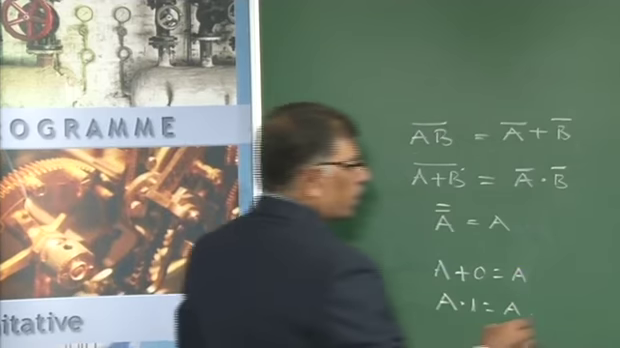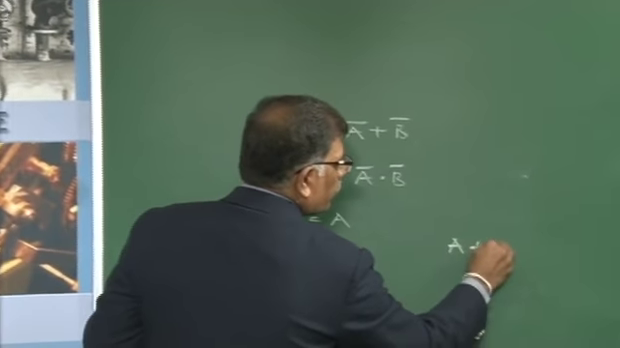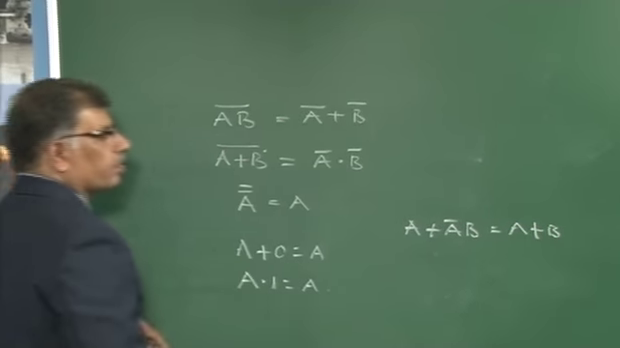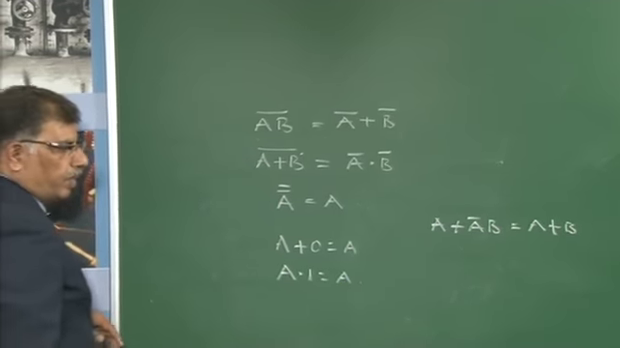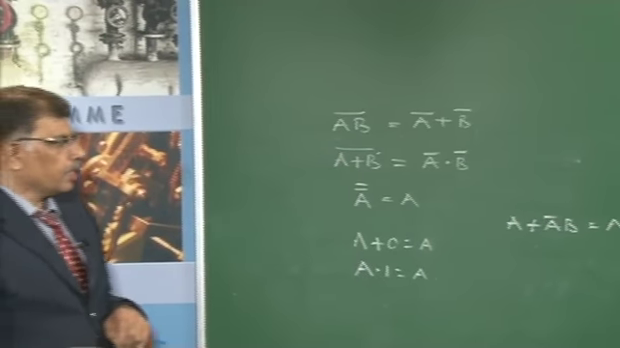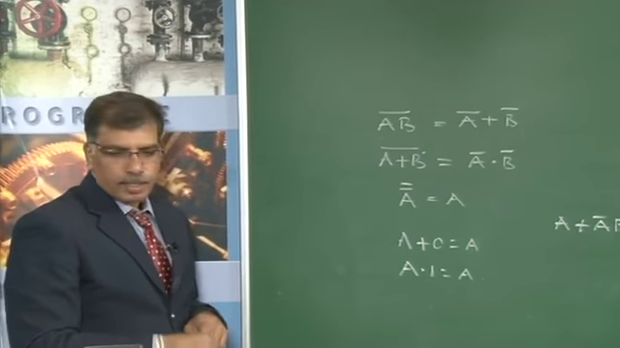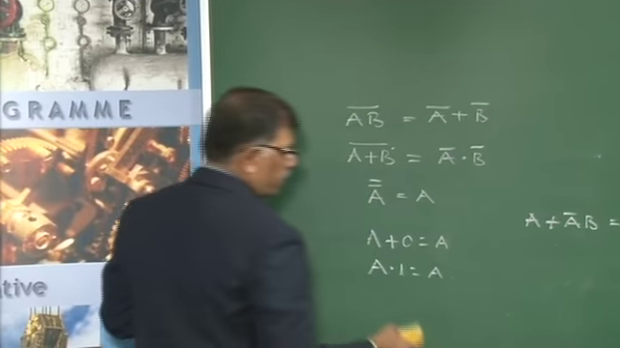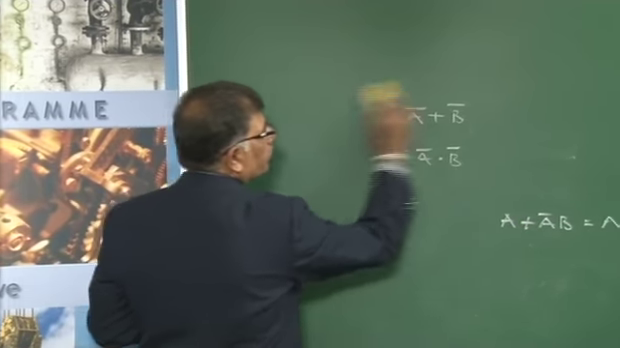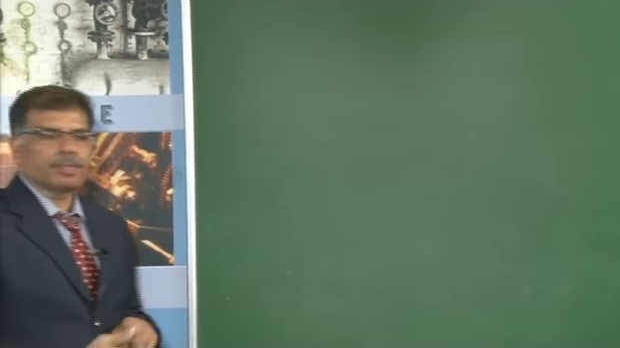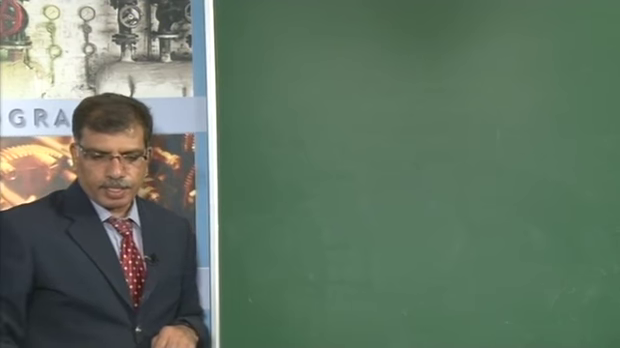Okay. Another theorem that we have is A plus A bar B, which is equal to A plus B. So these operations, or I can say the laws and theorems that we will be using, will be helpful in simplifying logical expressions. What I will do is take up some examples of logical Boolean equations, and we will see how we can simplify them using these.